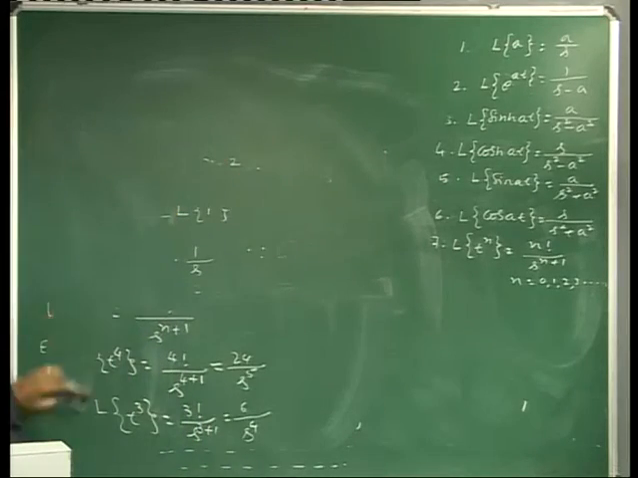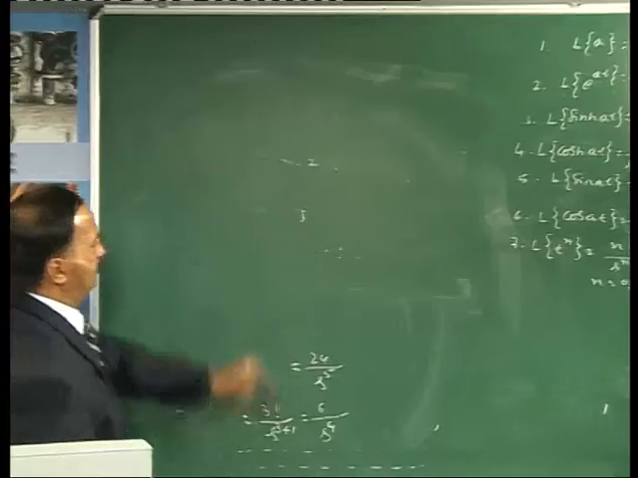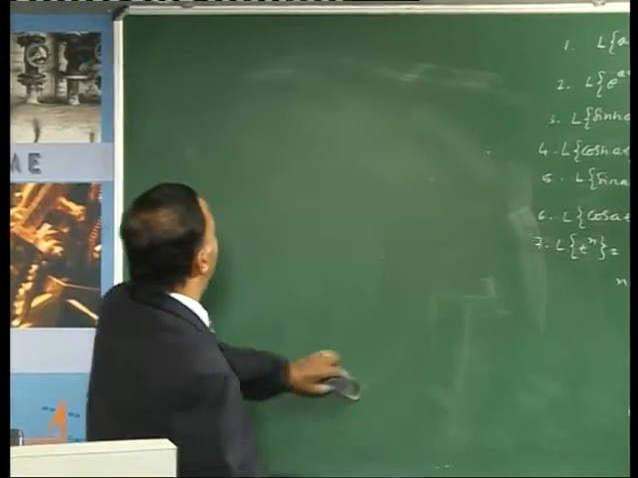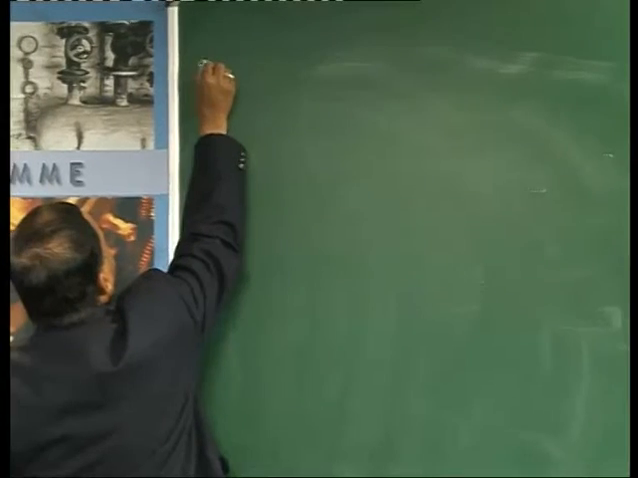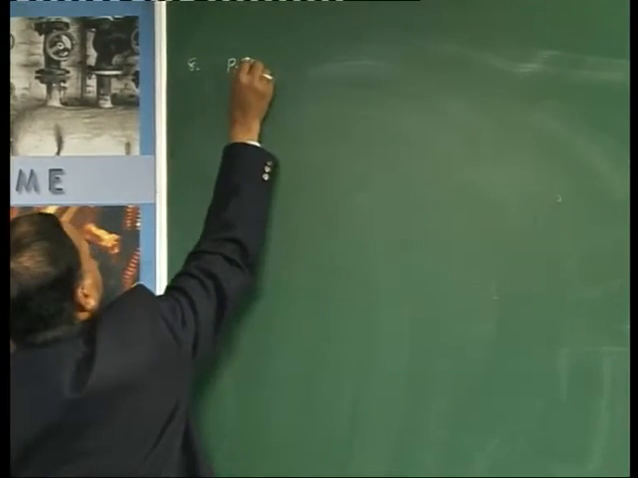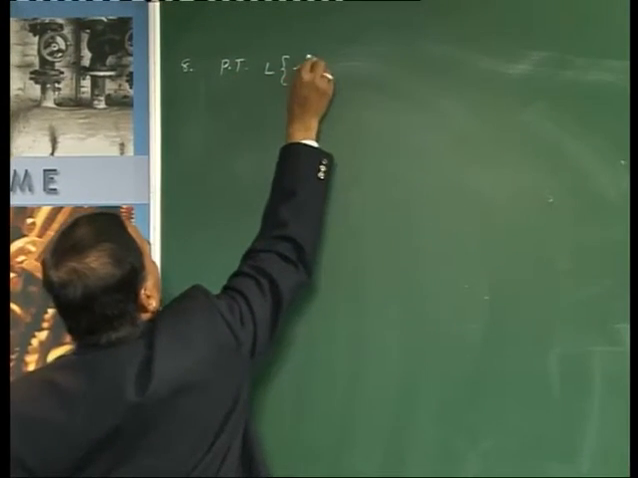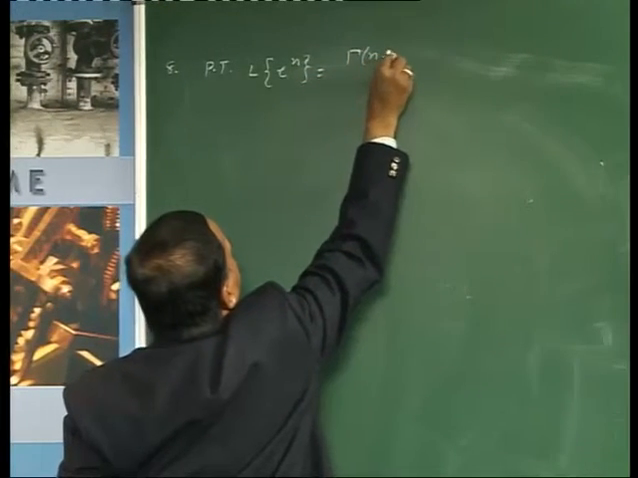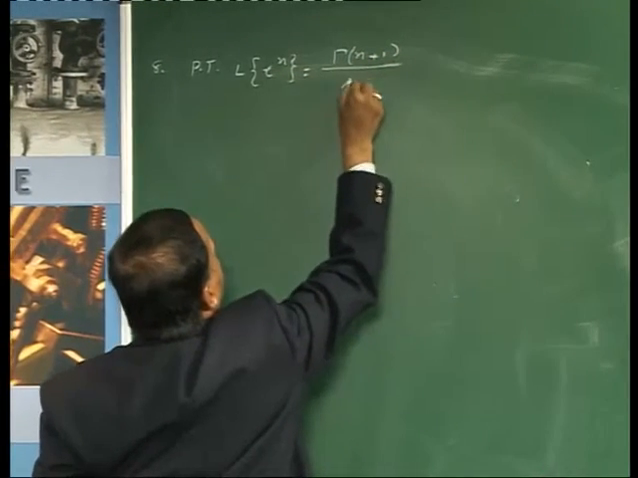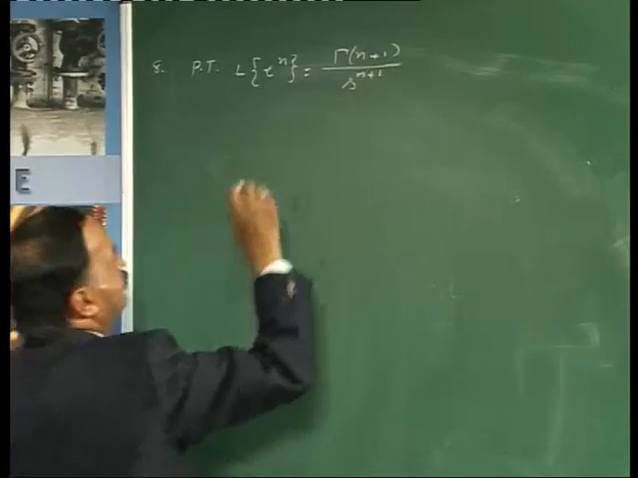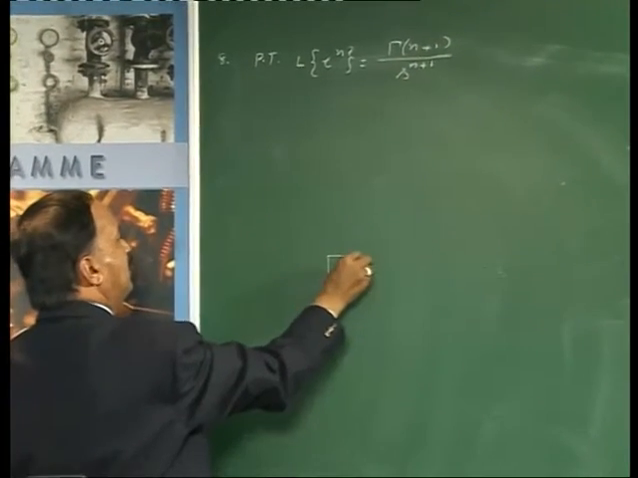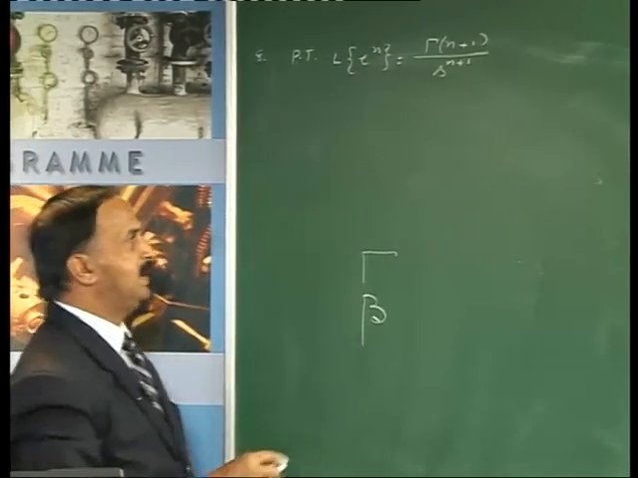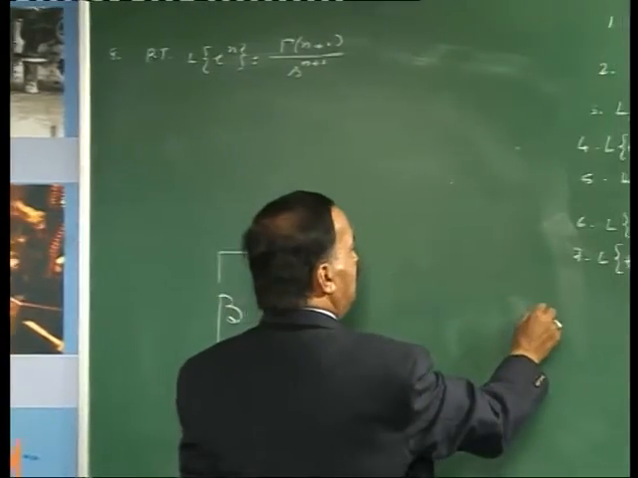Next, number 8. Prove that L of t to the power of n equals gamma of n plus 1 divided by s to the power of n plus 1. This symbol is called gamma and this symbol is called beta. Beta and gamma functions. So, the definition of the gamma function.